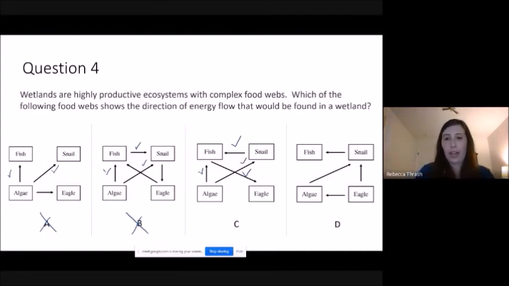All right, algae to snail, sure. Snail to fish, possibly. Eagle to snail, okay, maybe. But eagle to algae, that's definitely not going to happen. So the most likely food web here that shows an appropriate direction of energy flow is C.